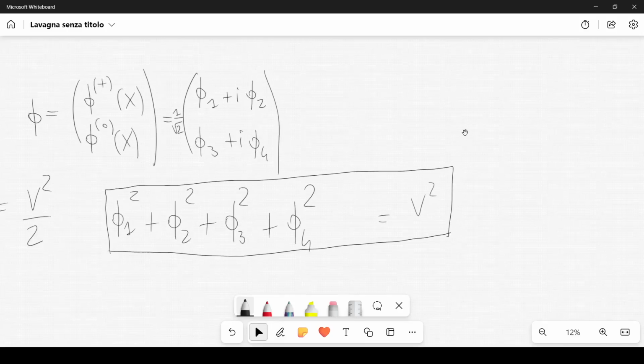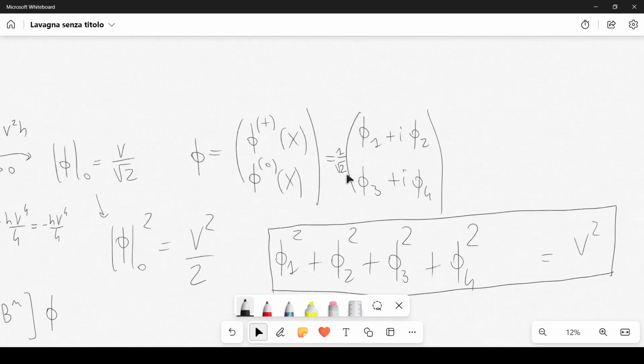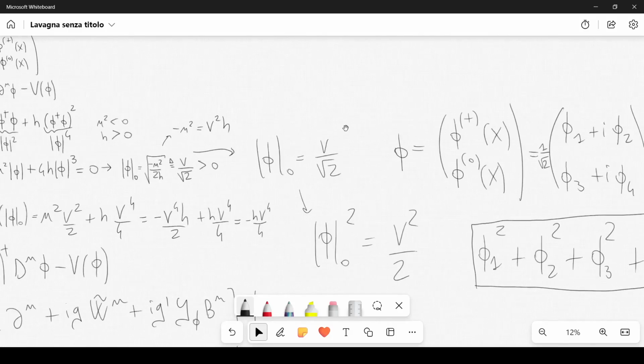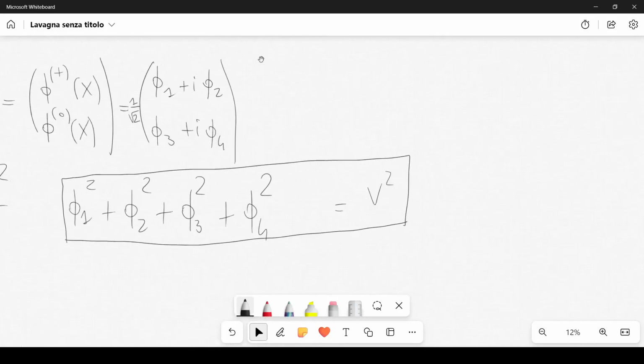And v is a constant in our case, right? So we have to think that v is a constant and it is related to the constants mu and h, which are fixed in the theory. So this is equal to a constant. And you can think that if you sum these squares, there are definitely many ways such that their summation is equal to a constant, right?